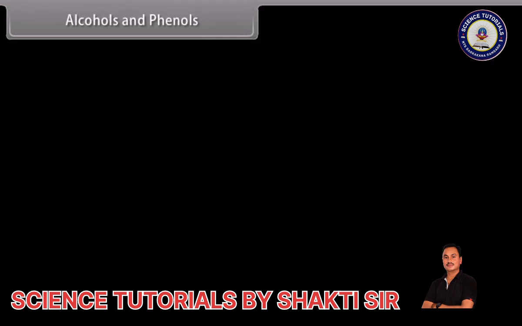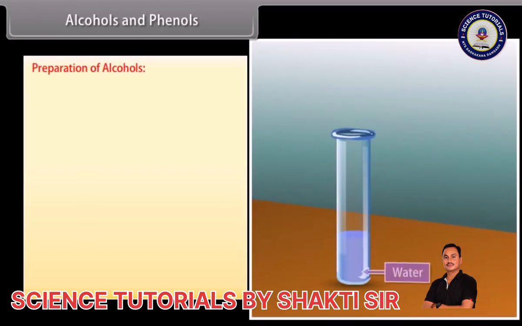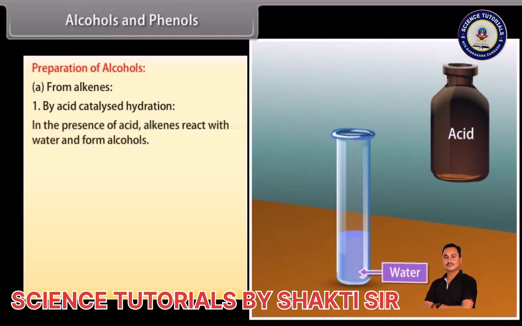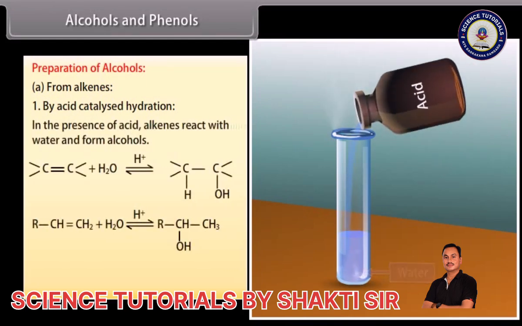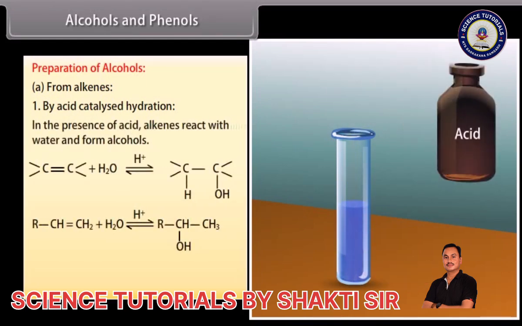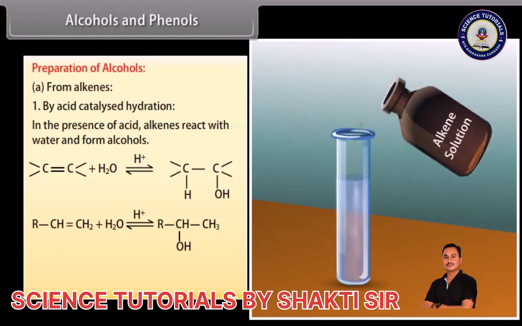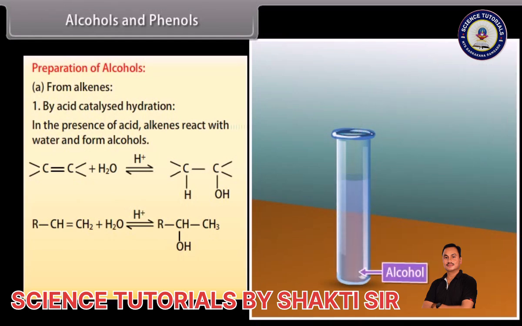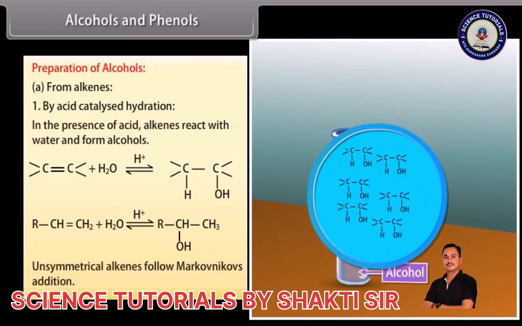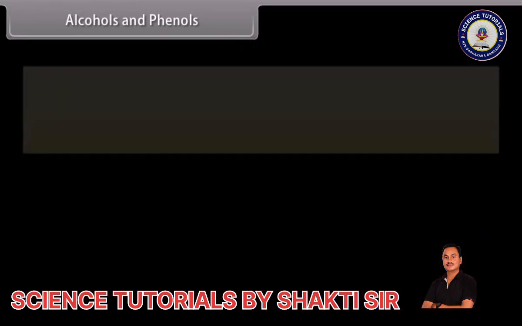Alcohols and phenols. Preparation of alcohols. From alkenes. By acid catalyzed hydration. In the presence of acid, alkenes react with water and form alcohols. Alkene reacts with water in the presence of acid and then forms the respective alcohol. Unsymmetrical alkenes follow Markovnikov's addition.